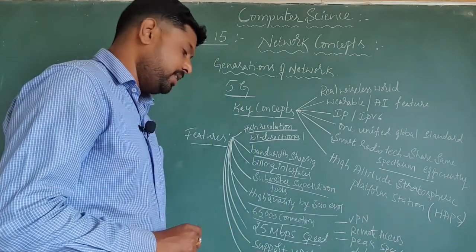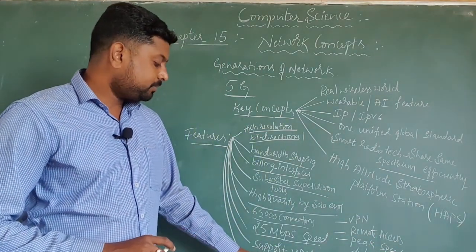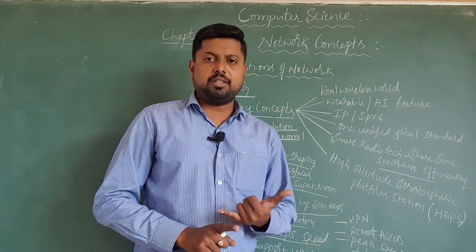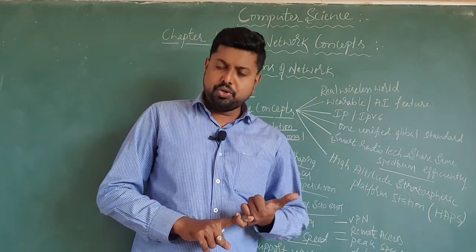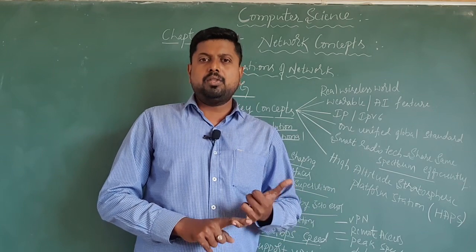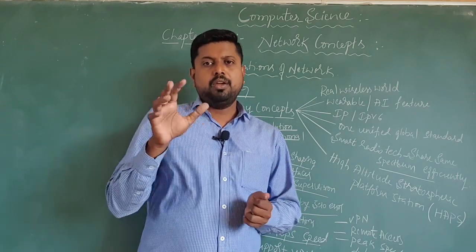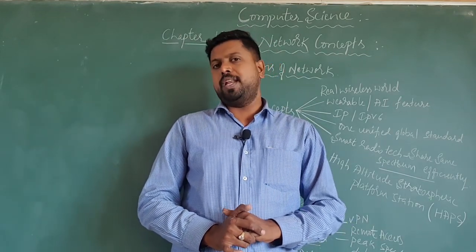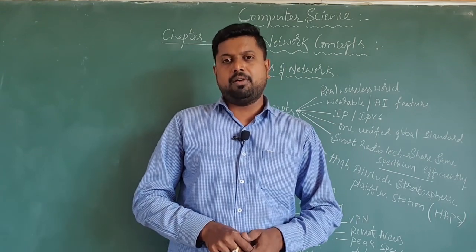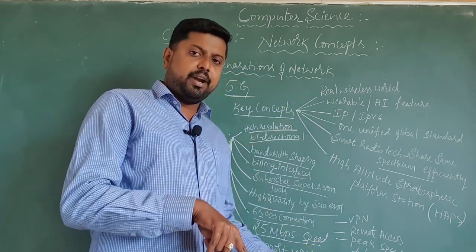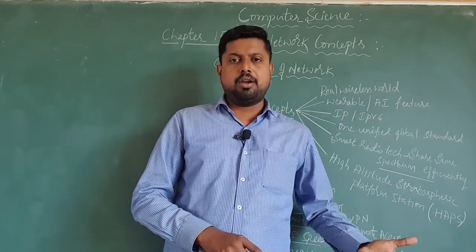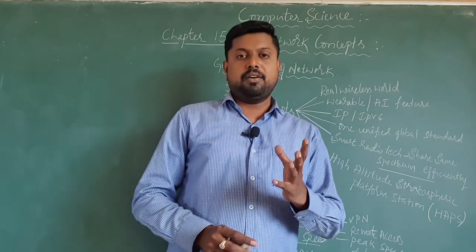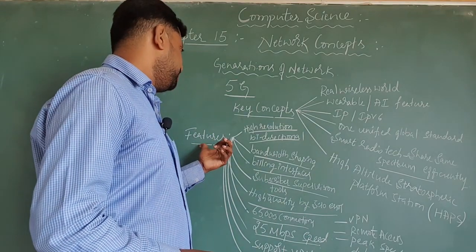Let us see. Then it supports VPN, a very important feature, dear students. VPN means virtual private network. This feature is usually used for security purposes, so that what we search on the network is private, will not be tracked by anyone else, and will not be saved in any other browser. This is the virtual private network. Usually banking sectors use these features nowadays, because they need their own VPN. That kind of option is given by the fifth generation network.